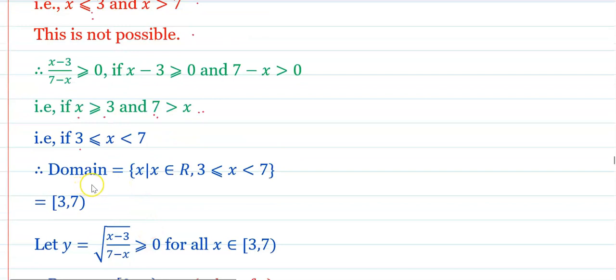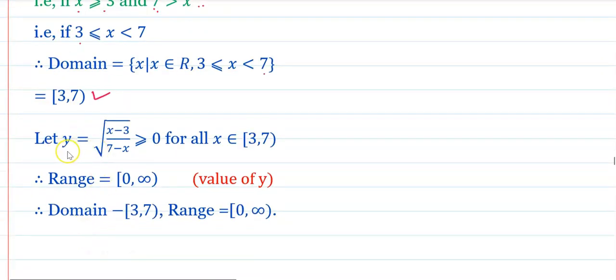Therefore the domain of x is such that x belongs to the set of real numbers and the values of x lie between 3 and 7, or equal to 3 also. And hence we have this semi-closed and open interval, that is, 3 to 7. Next we want to find out the value of y. That is the range.